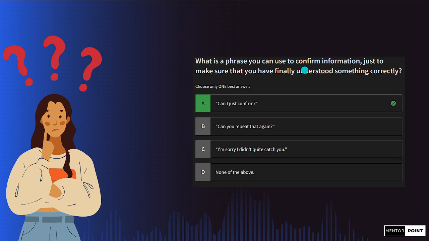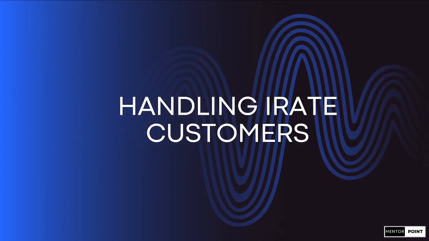Remember, you are already confirming the information. So the right phrase to use is, can I just confirm? You will only use, can you repeat that again, if you didn't hear what the customer just said. You will only use, I'm sorry I didn't quite catch you, if you didn't understand what the customer just said. All right? Next would be handling irate customers.